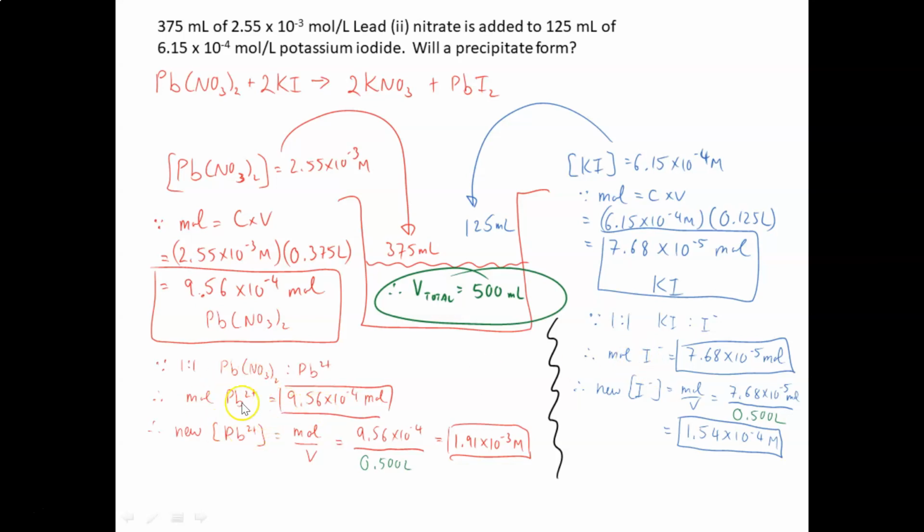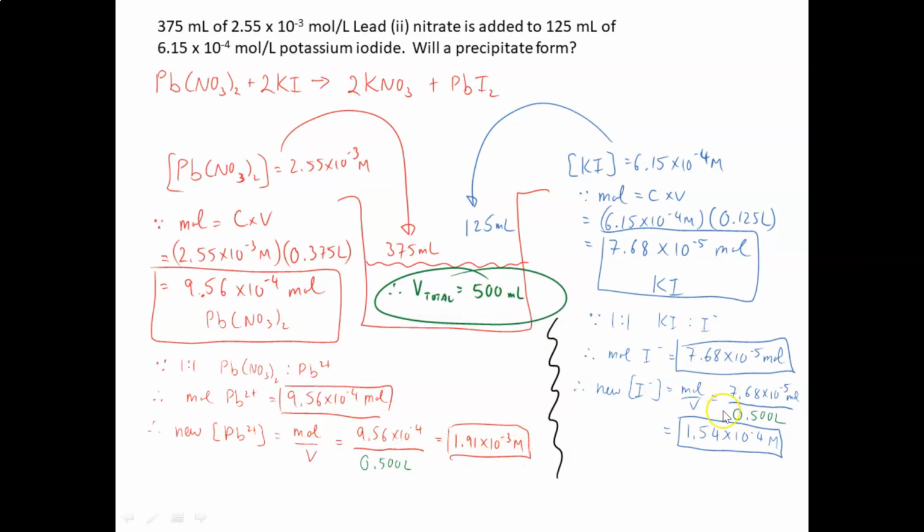Now that we know the moles of lead 2 plus, we can calculate the new concentration of lead 2 plus. Moles divided by volume. The new volume is 0.500 liters. Don't forget to convert from milliliters to liters. There's the mole value, and this is the concentration of lead 2 plus by itself.